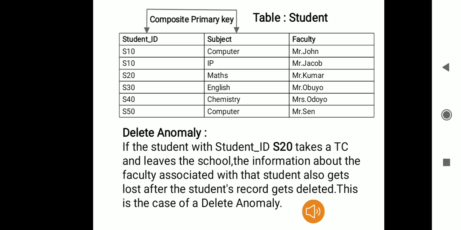Now let's discuss the delete anomaly. Consider the above table student. Suppose the student having student ID as S20 takes a TC and leaves the school for some reason. In that case, the entire record with student ID as S20 has to be deleted. But another thing to be noted is that if you see the table, the faculty named Mr. Kumar has been entitled to only this particular student with student ID as S20. As a result, after deleting this student's record, the faculty information also gets deleted. So this is the case of a delete anomaly.